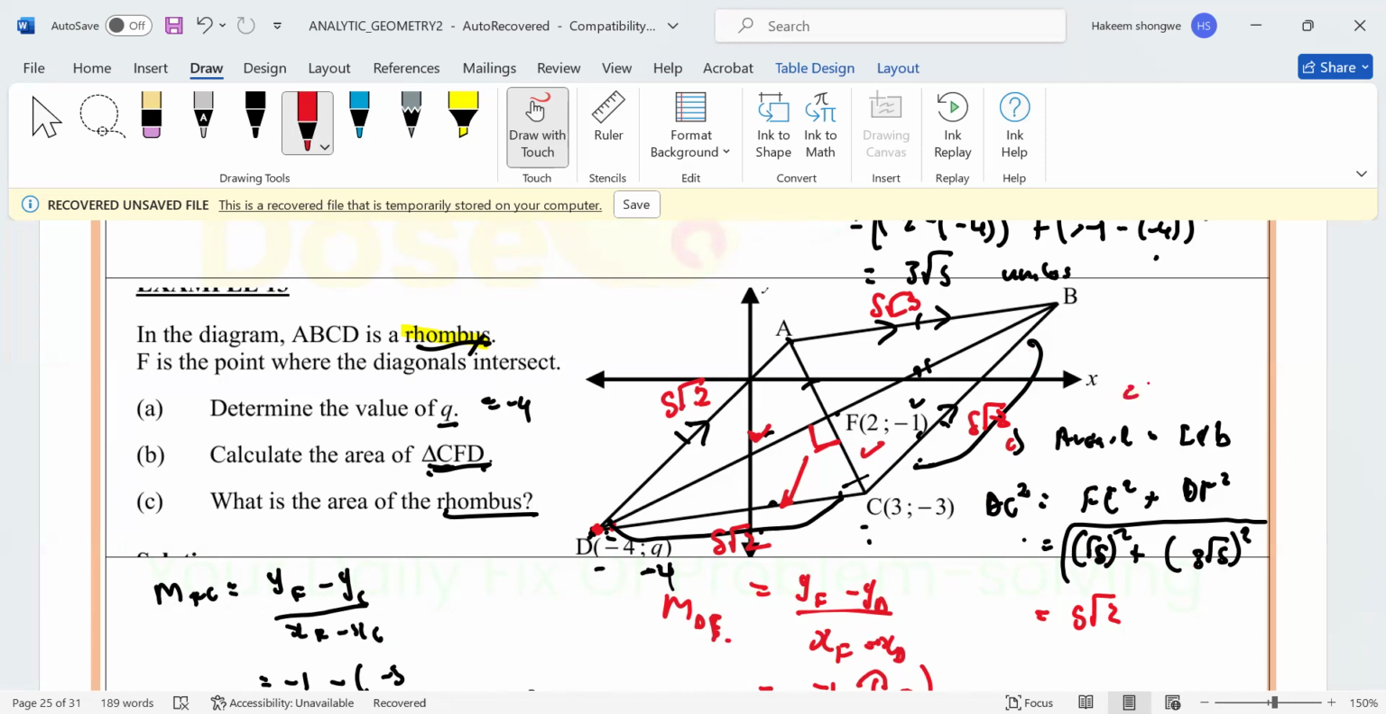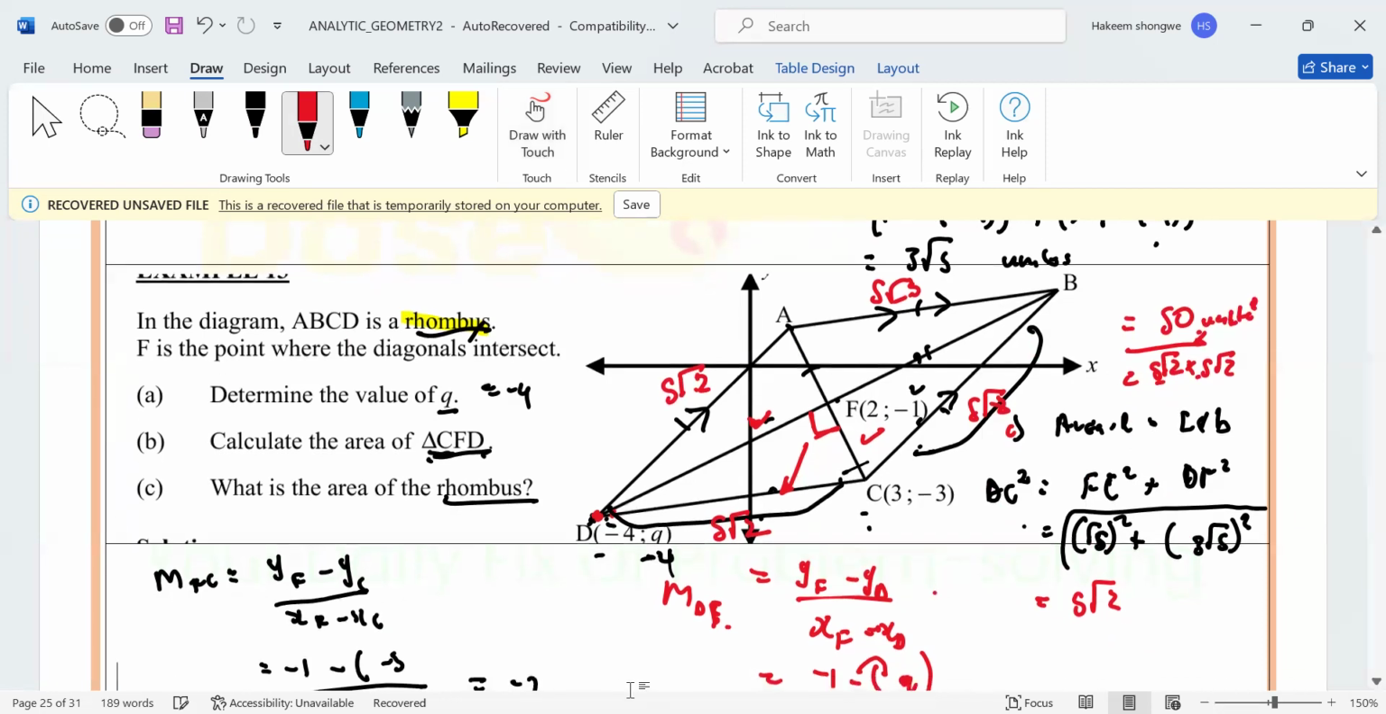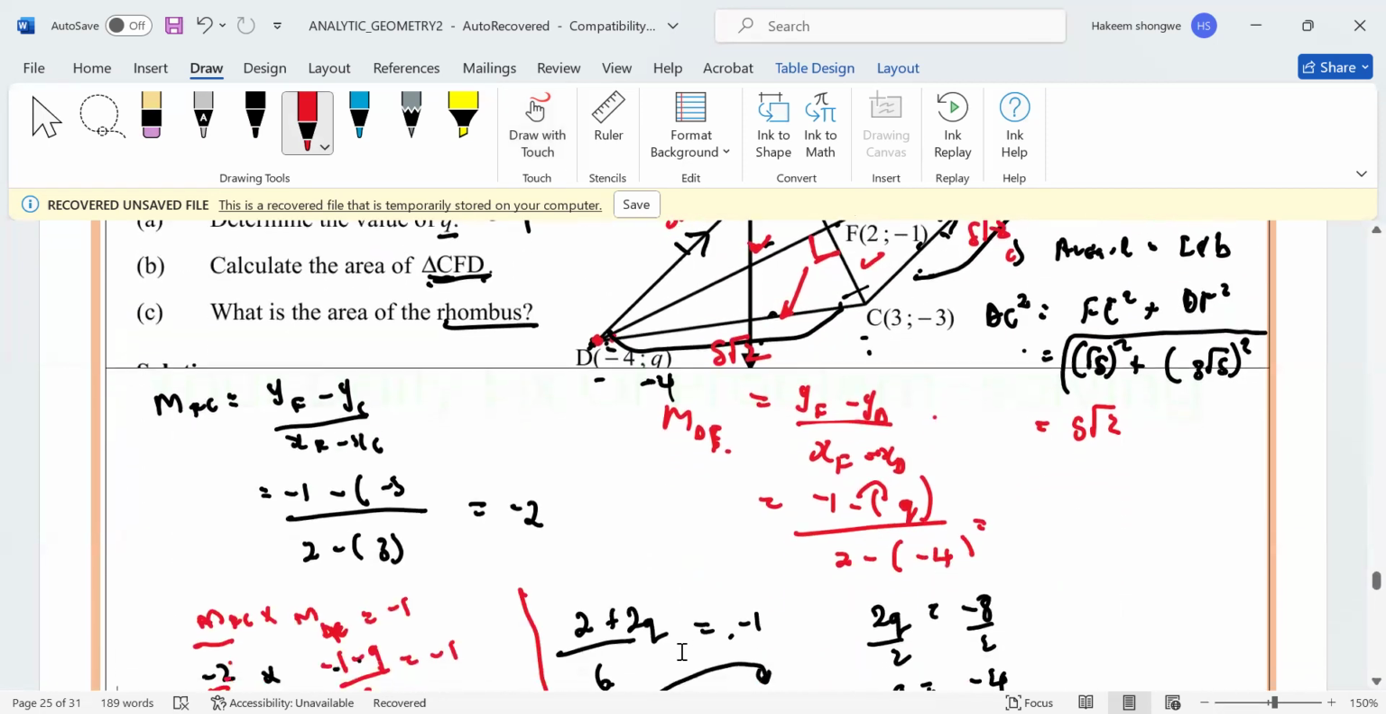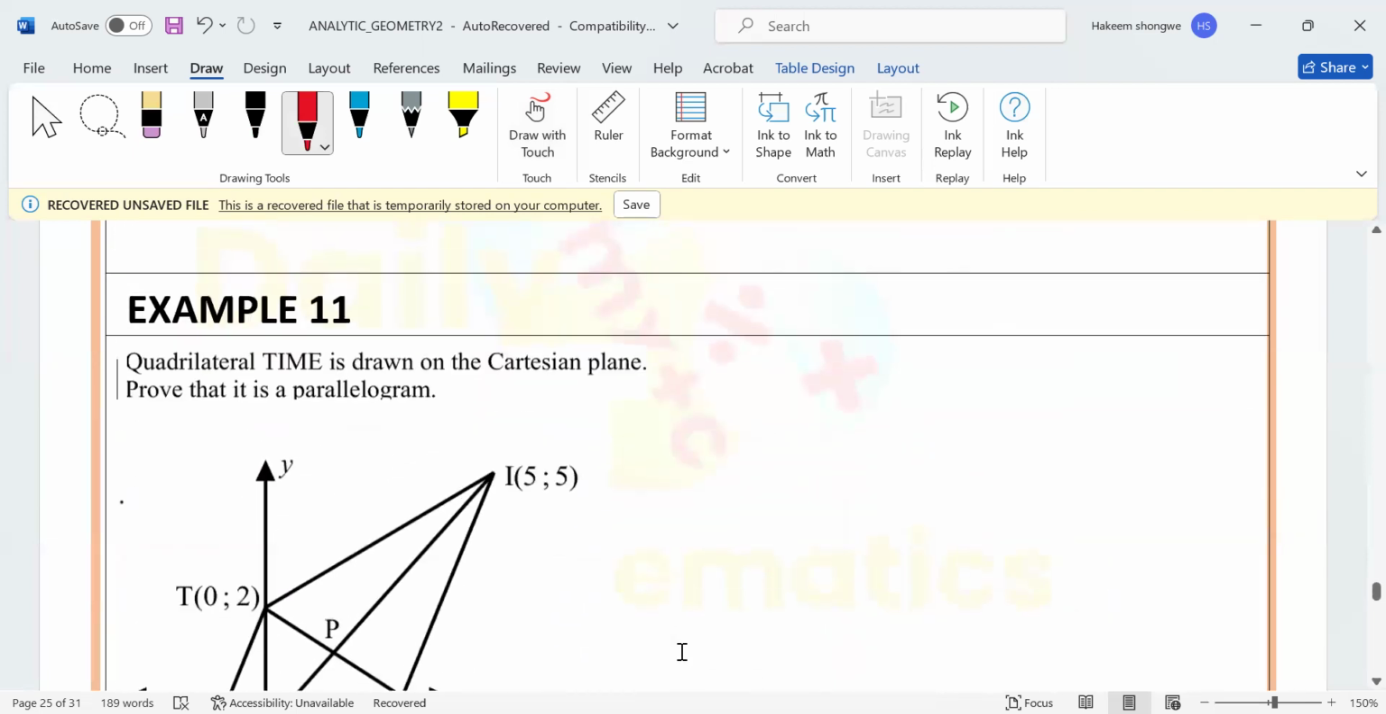Then if I want to get the area of this thing, it means I am going to tell them it's going to be 5 root 2 multiplied by 5 root 2. And then it's going to give you what as a final answer? It's 5 multiplied by 5, which gives us 50 units squared. Now you're going to do activity number 10. Here it is.